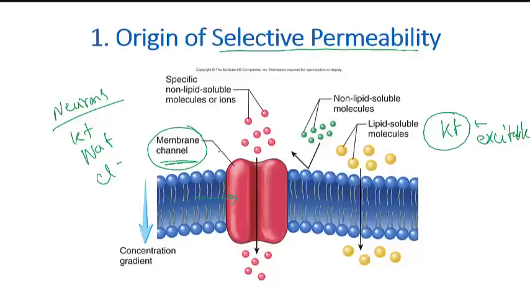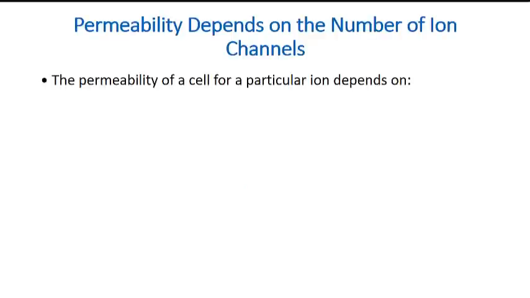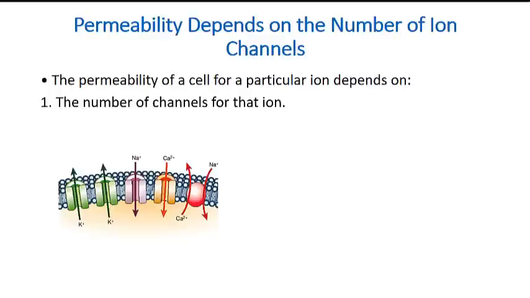Let's move to what permeability depends on. The permeability depends on the number of ion channels that are present, and especially two important factors. First one is the number of channels for that ion. Permeability can be increased by increasing the number of ion channels present in a membrane. For example, if we are looking at the permeability of a potassium ion, and the cell increases the potassium ion channels in the membrane, that cell will be more permeable to the net movement of potassium pretty easily, right?